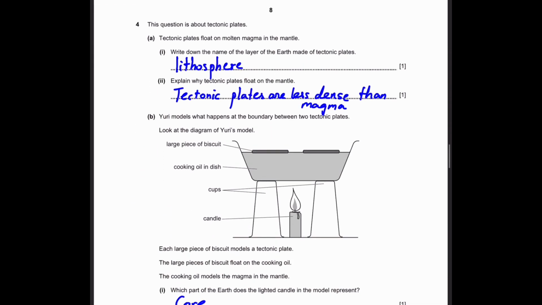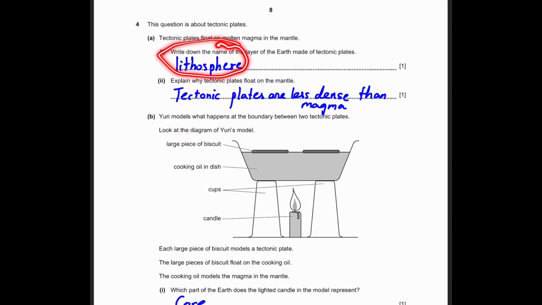This question is about tectonic plates. A. Tectonic plates float on molten magma in the mantle. 1. Write down the name of the layer of the earth made of tectonic plates. It is the lithosphere, and also you can write crust. Both are correct.